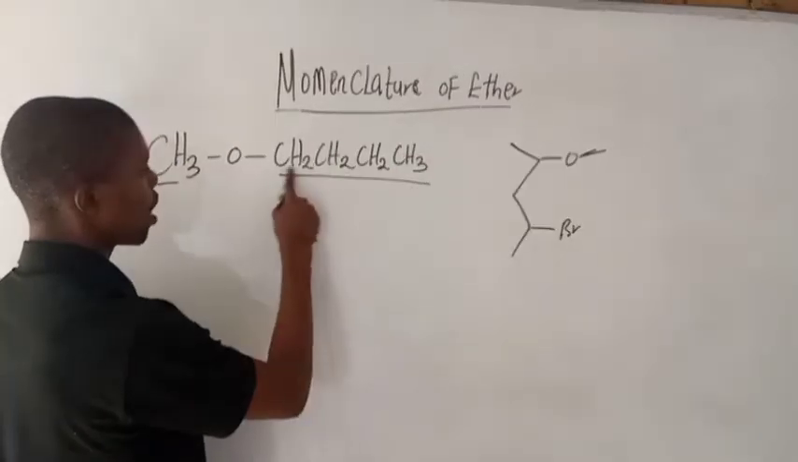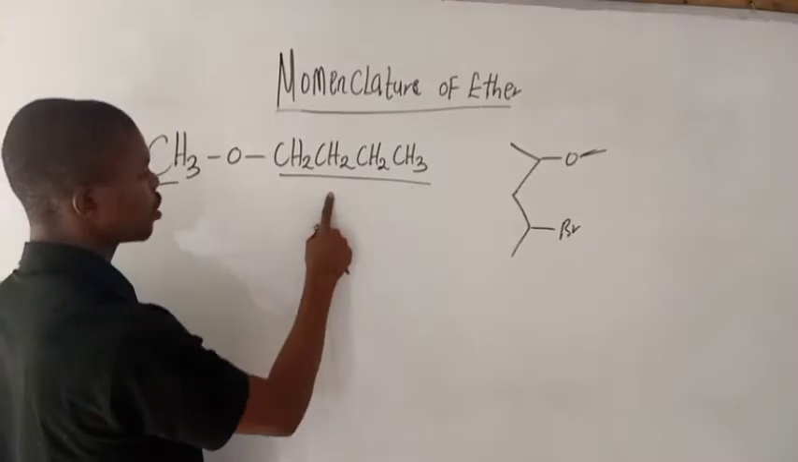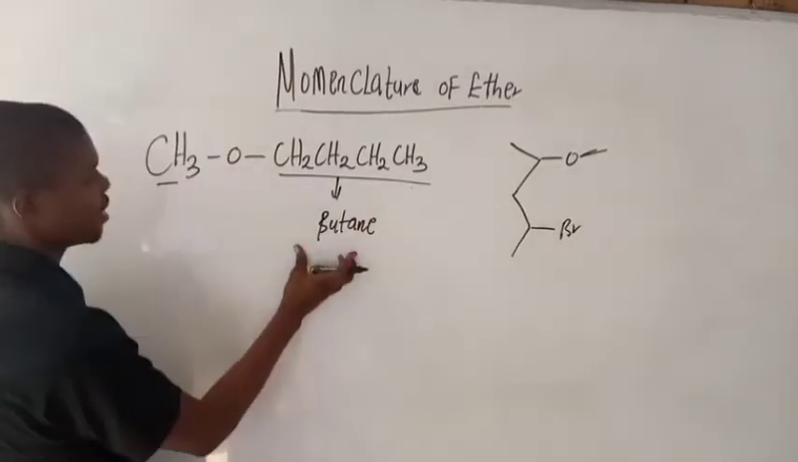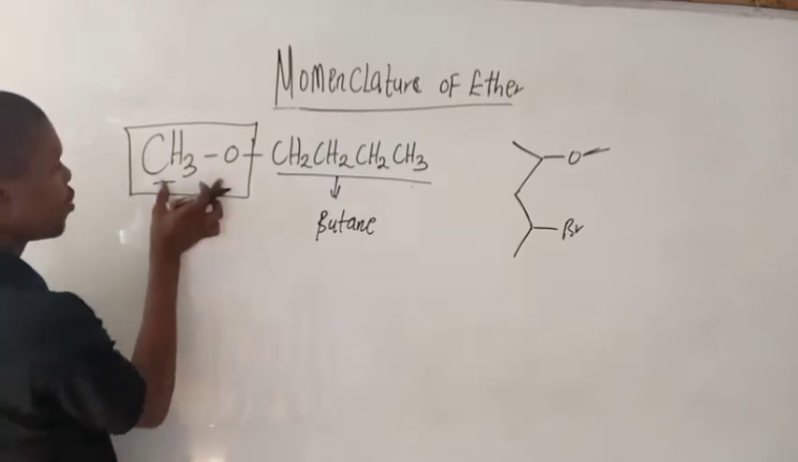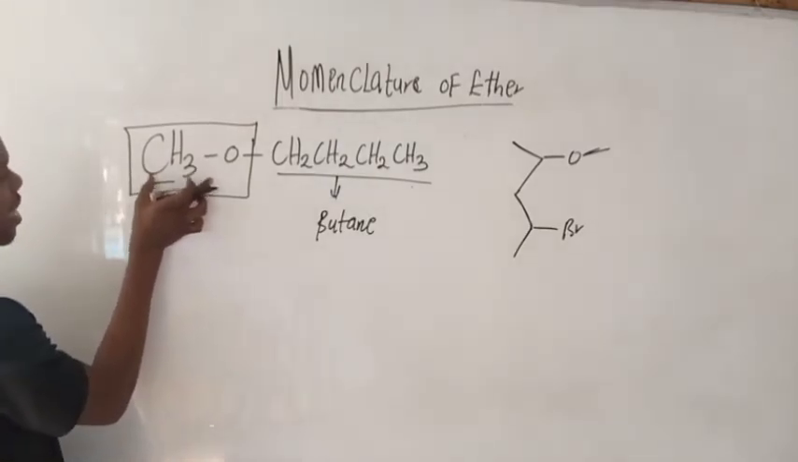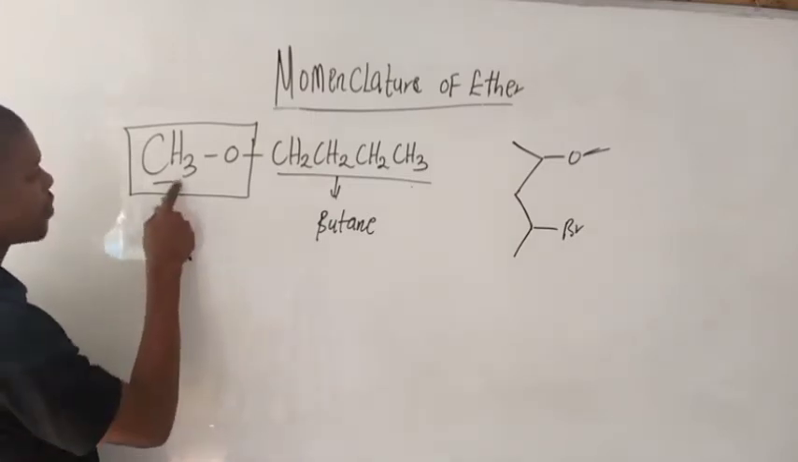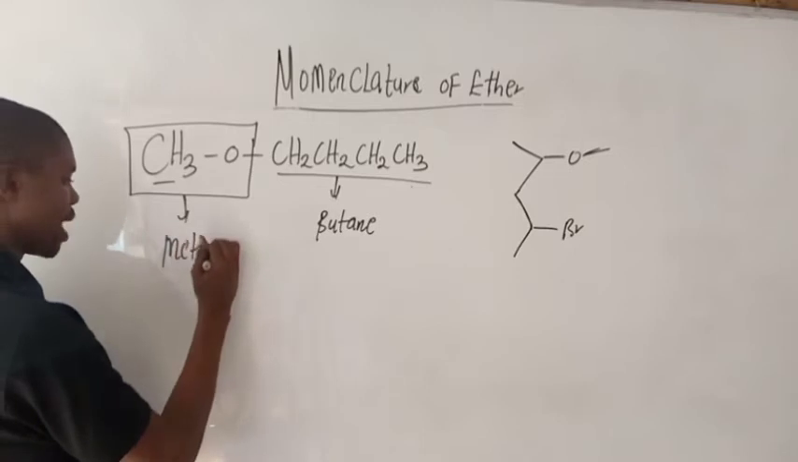1, 2, 3, 4. Do you get that? So the name of the parent chain is going to be butane. Now because this one is the parent chain, automatically this one will become a substituent. And when this is regarded as a substituent, it's called an alkoxy. And the name of this alkoxy will be called methoxy, like what we have seen.